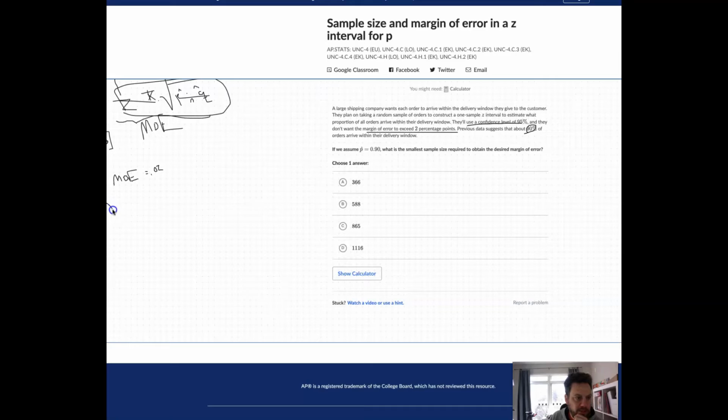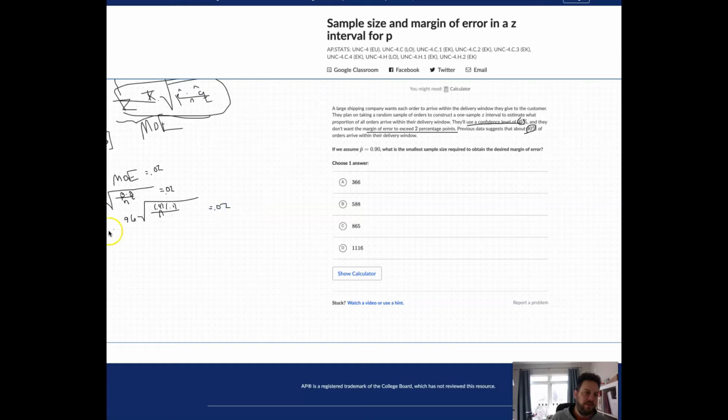I'm going to write a little bit more than I normally would on this first one. z star times the square root of p hat q hat over n equals 0.02. And we've got some algebra to do here. So for the z star, I'm going to do inverse norm of 1.95 divided by 2, and that is 1.96. And then I've got my p hat is 0.9, my q hat is 0.1, and n is what we're looking for. And then I've got this 0.02.